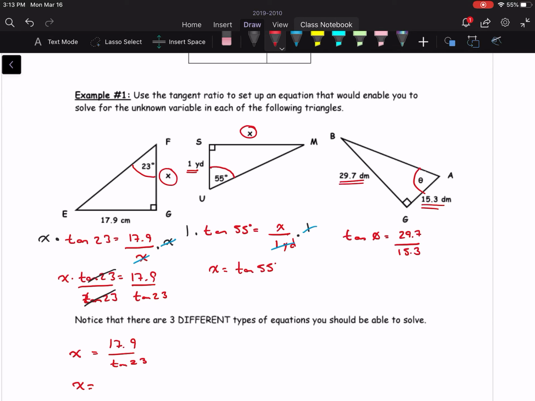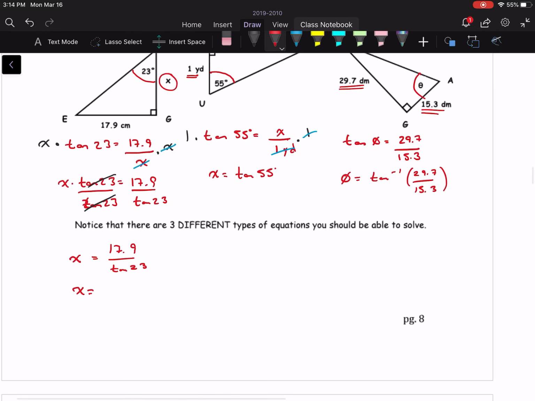And lastly, I want the angle, so if I have the ratio, then I'm going to do inverse tan of the ratio to get the angle. I'm going to draw a quick little diagram down here just to help you understand this relationship between an angle and a ratio.